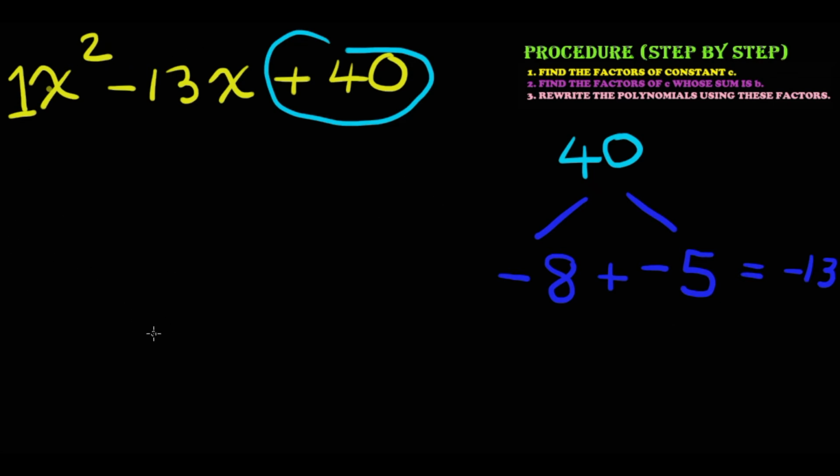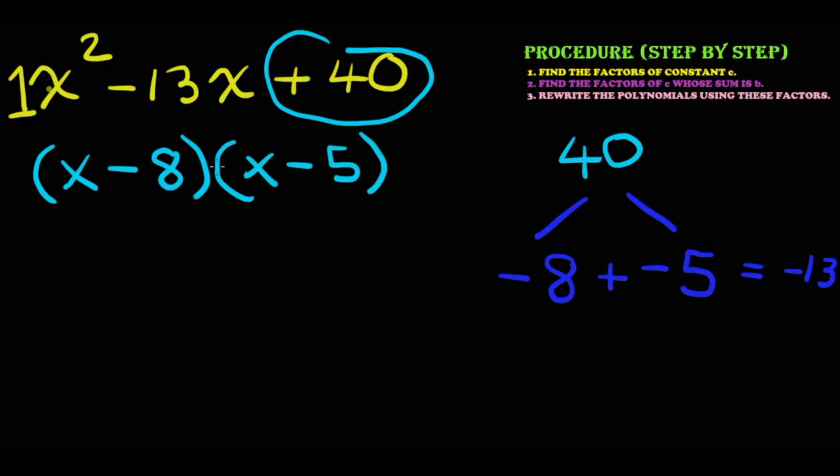Okay? So that means we're going to write two binomials. So it's going to be x minus 8, because we got negative 8 as one of the numbers. What's the other factor? Well, the other factor is going to be x take away 5. So that's in factor form.